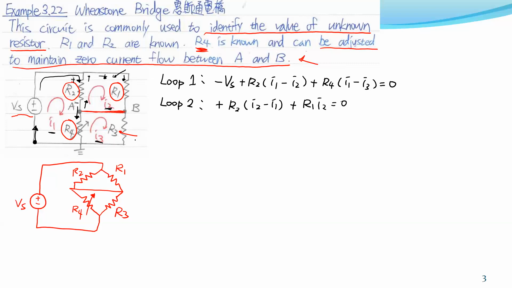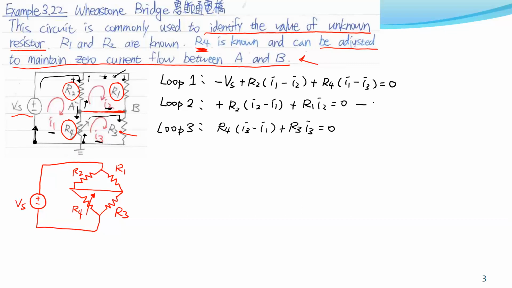And then we look at loop 3, the last loop. We start from the bottom left, and we meet R4. So R4 times (I3 minus I1), and then plus R3 times I3 equals 0. So we complete these three equations.